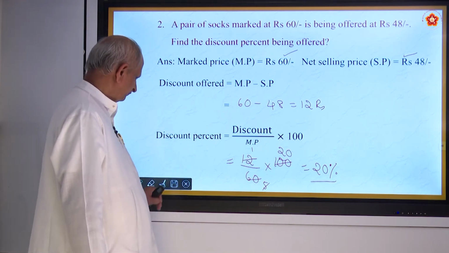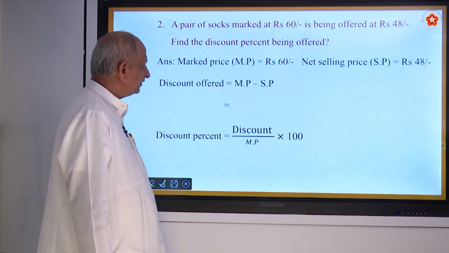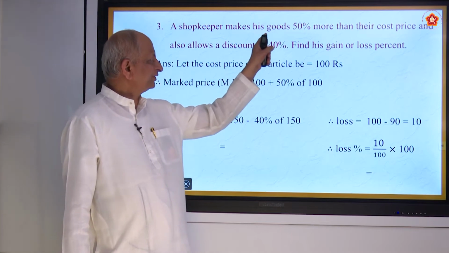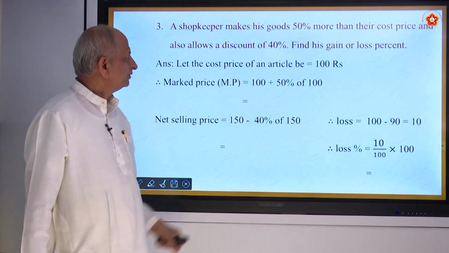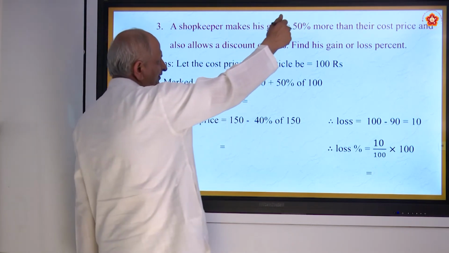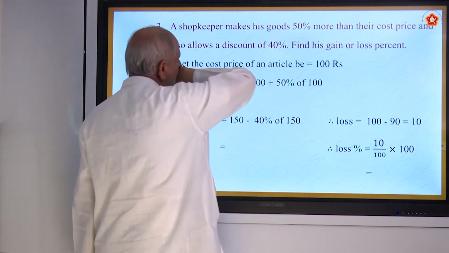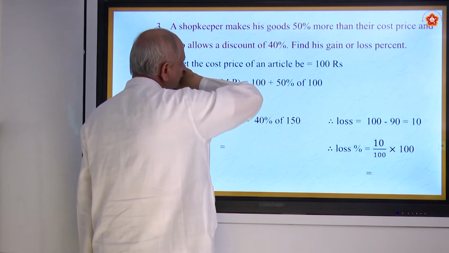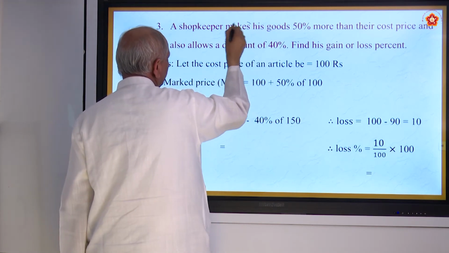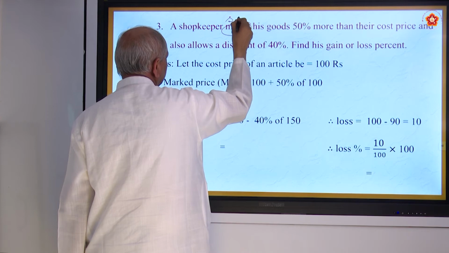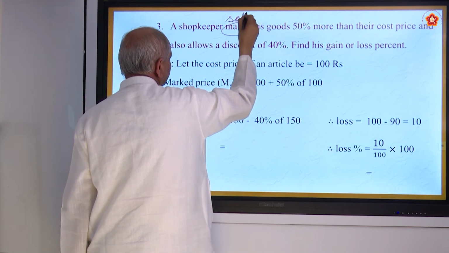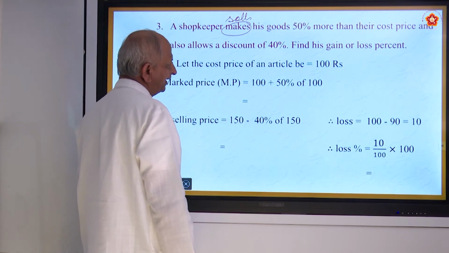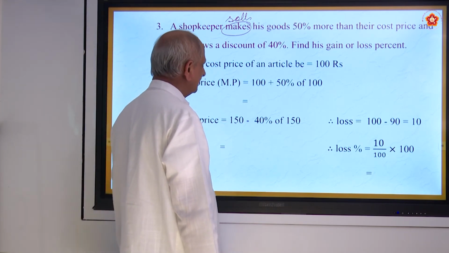Very good. Now we will see the third sum. A shopkeeper marks his goods 50% more than their cost price and allows a discount of 40%. Here you can say sales. And find his gain or loss percent.